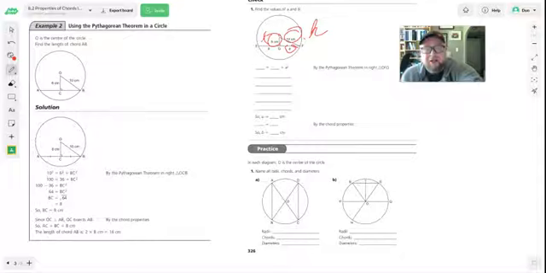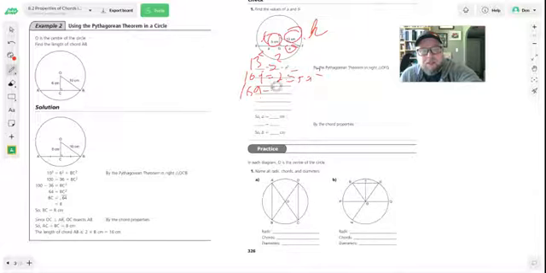So in this case here, what do we have? 13 squared, and this is 5 squared. So 13 times 13 is 169 equals 25 plus A squared. We take 169, subtract 25 equals A squared, which is 144. Take the square root of that, gives me 12. So that's 12 centimeters.